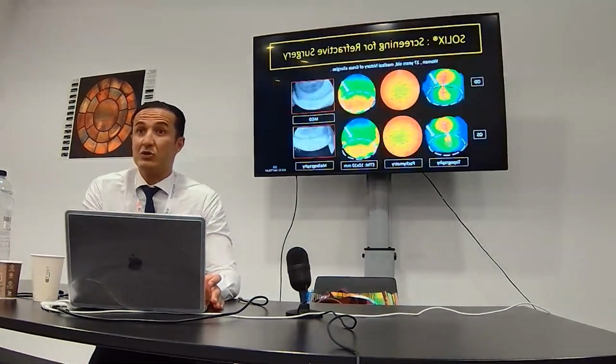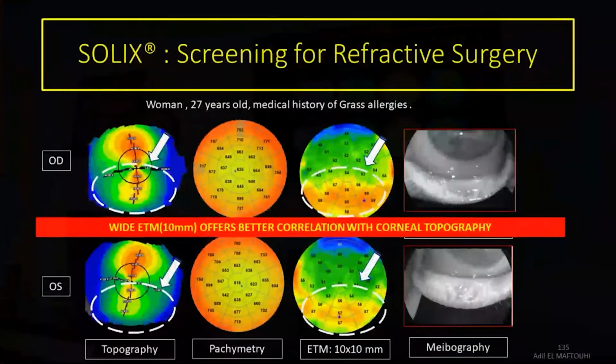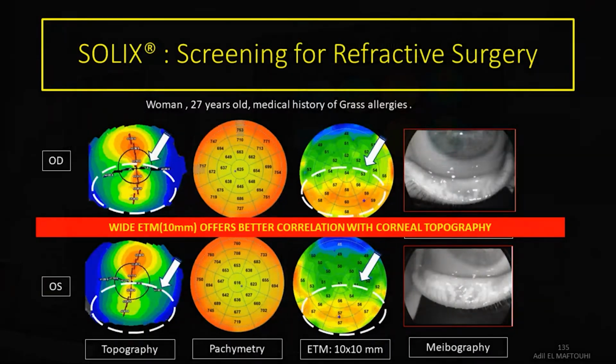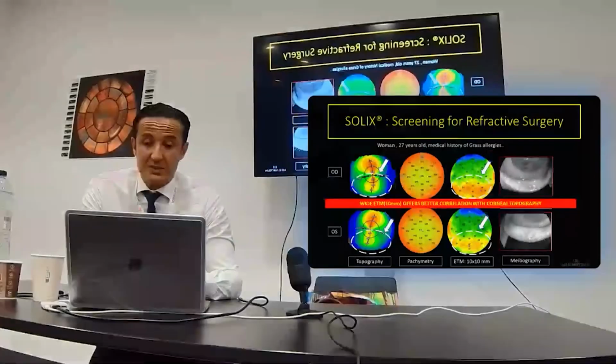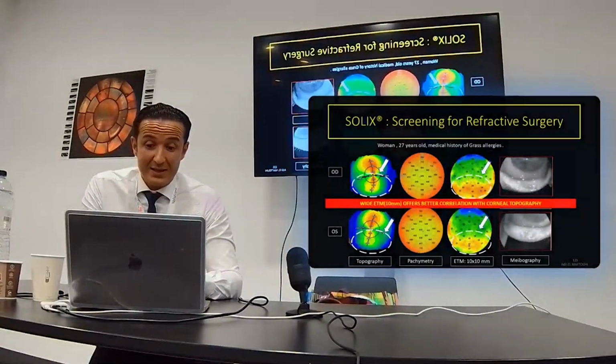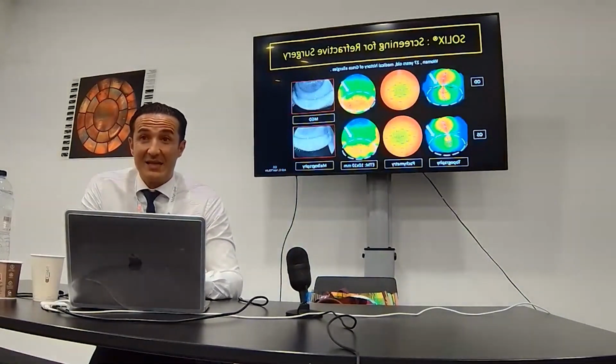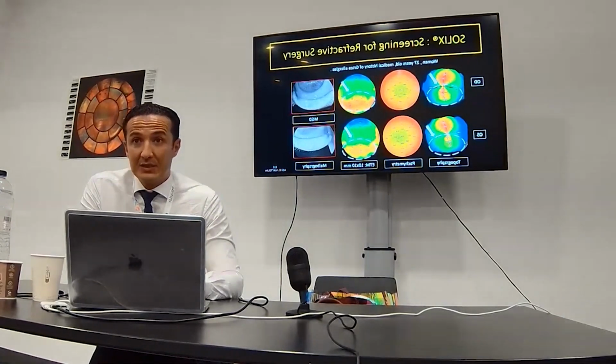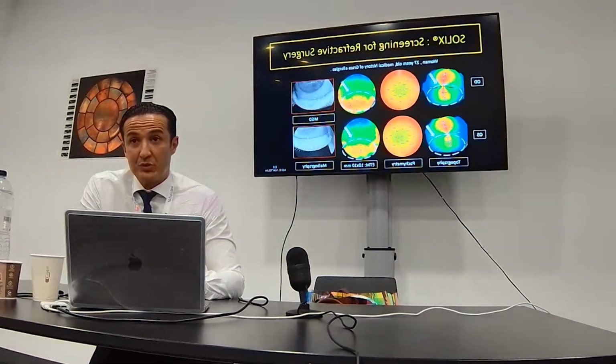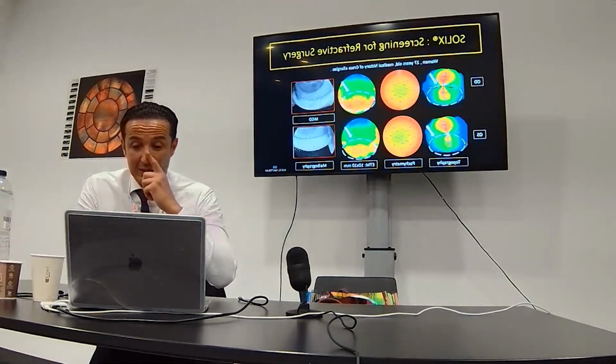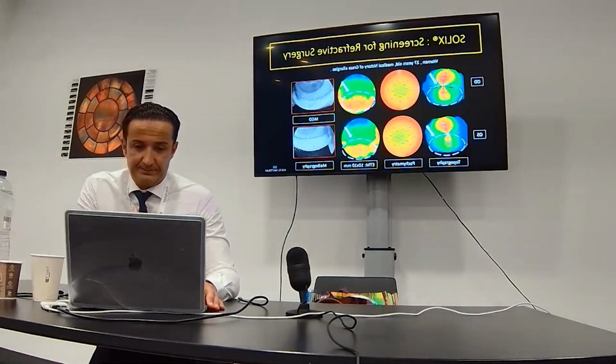And for refractive surgery now, it's completely mandatory to compare corneal topography with epithelium mapping. In this case, the patient with a history of grass allergy, you have a beautiful meibomian gland dysfunction, more pronounced in the right eye, and you observe a hyperplasia in the inferior part in both eyes, inducing curvature changes, producing asymmetry in corneal topography.